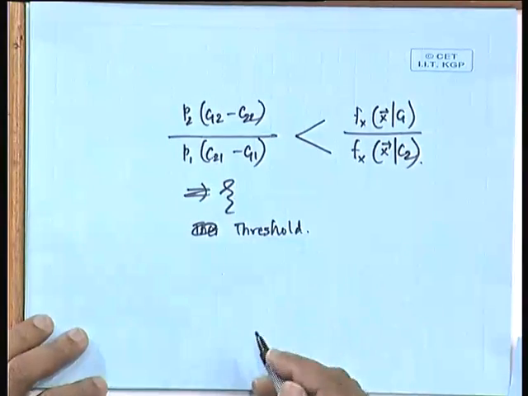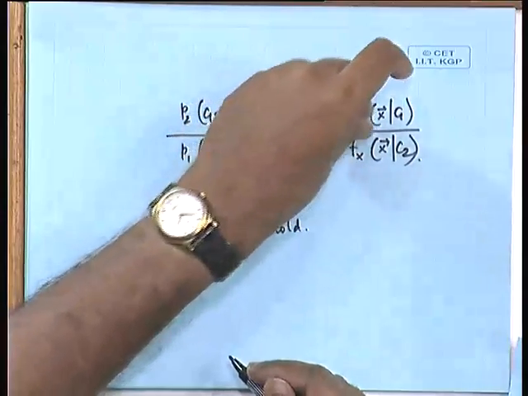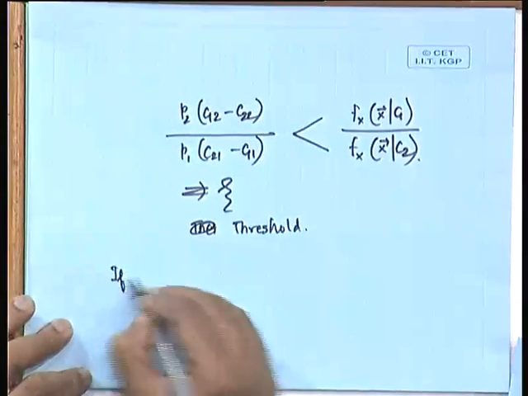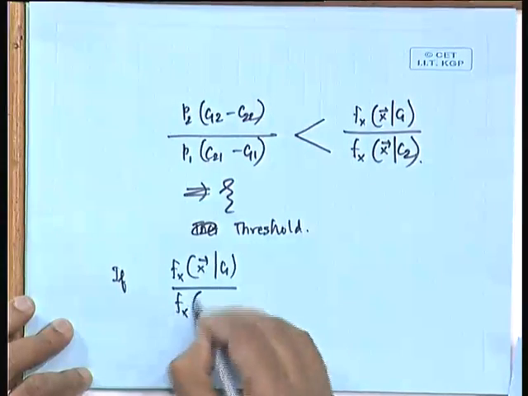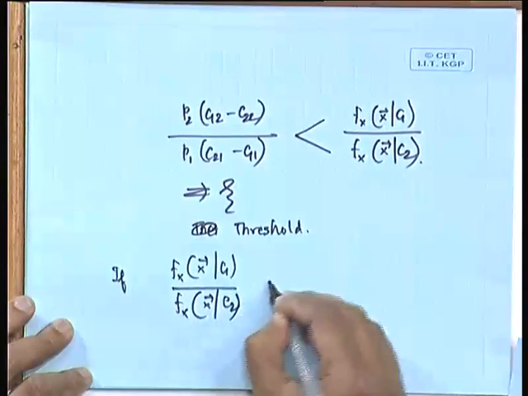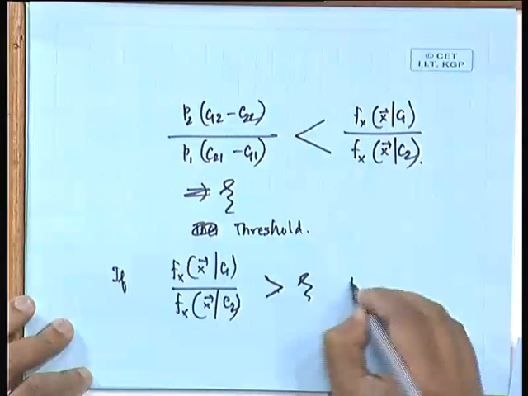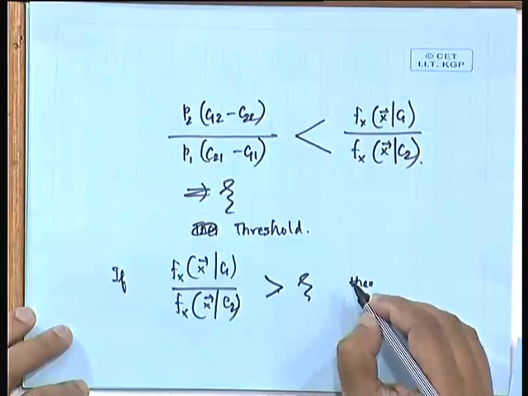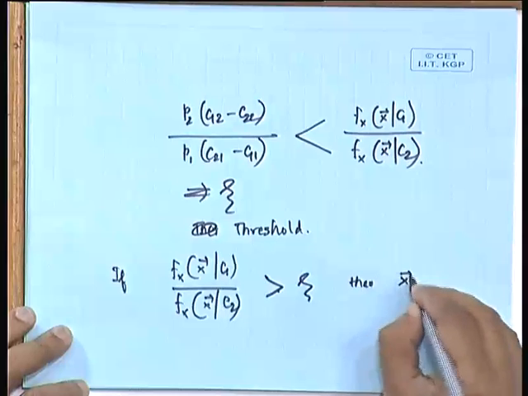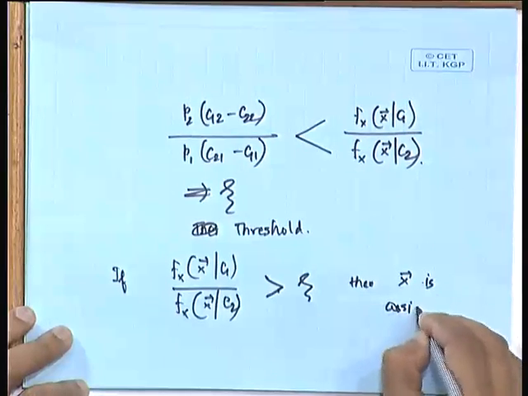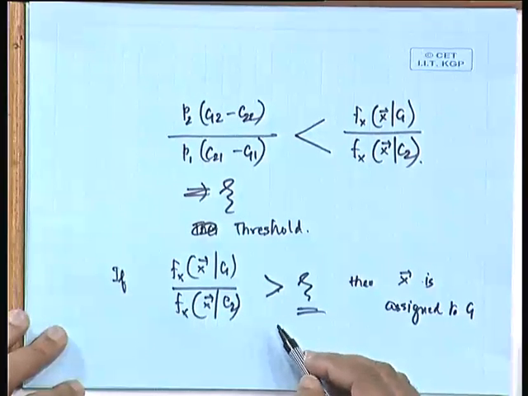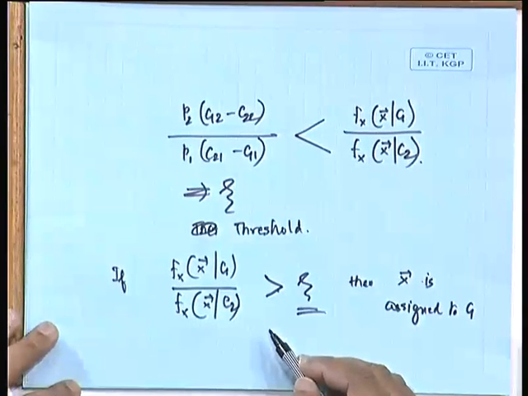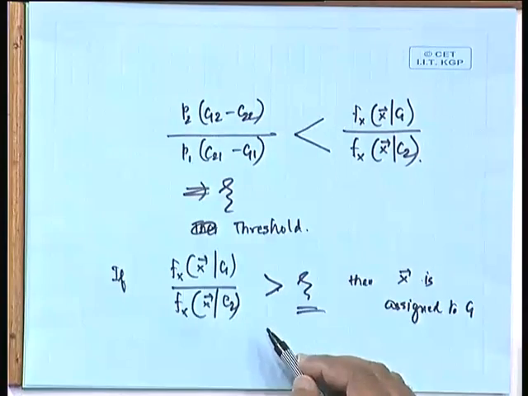And very clearly it is a threshold, in the sense that if fx(x given C1) by fx(x given C2) is greater than xi, then what classification? Then x vector is assigned to C1. So, definitely xi indeed acts as a threshold. If it is less than xi, we are going to assign it to C2. If it is equal to, assign it to any class, it does not matter.